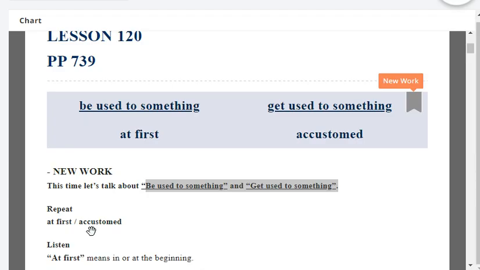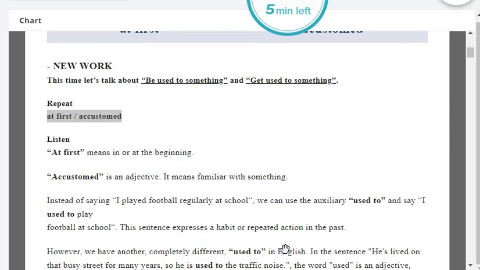Okay, repeat. At first, accustomed. Yeah, accustomed, it means get used. Listen, the words at first mean in or at the beginning. At first, at the beginning. Accustomed is an adjective. It means familiar with something. Like you're accustomed to anime. You're familiar with anime.